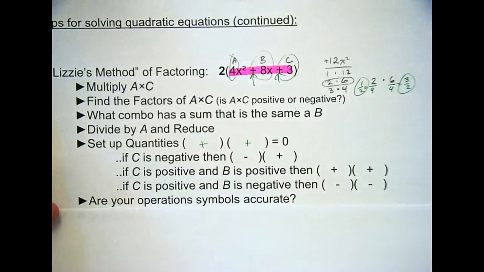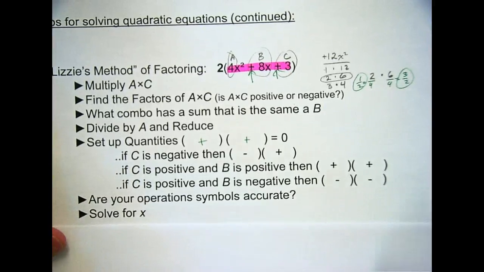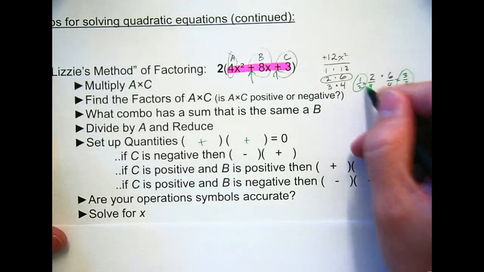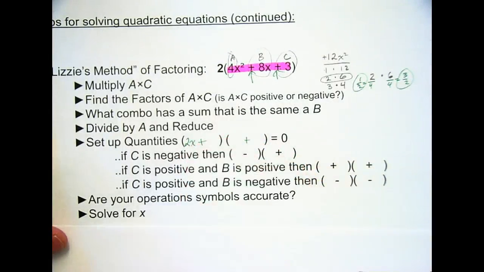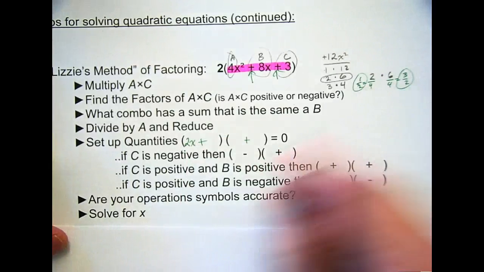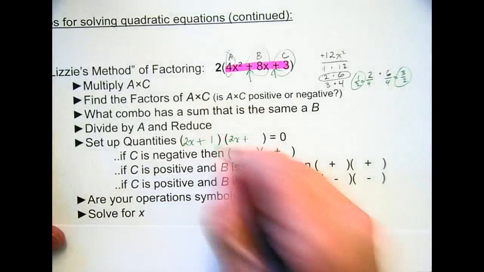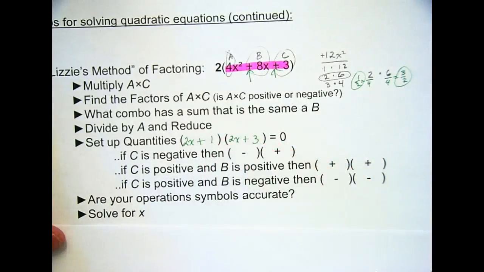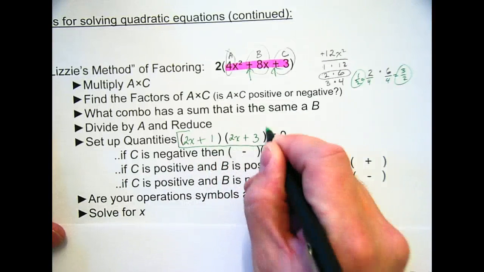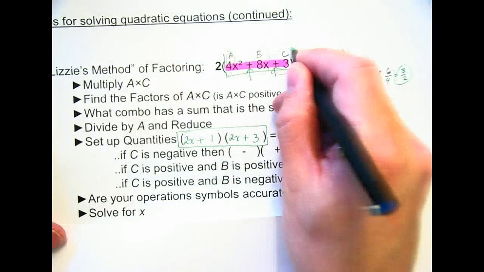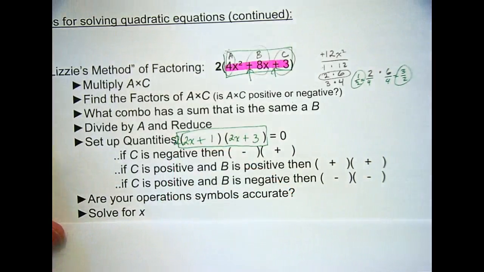Okay. So once we have that, we set up our quantities. Are our symbols accurate? And we solve for x. Well, in this case, what I'm doing is I'm putting the denominator out here, 2x, and 2x. And my numerator goes right there and there. I've now factored that. This is the factored form of this quadratic. Now, note the 2 here. This 2 would actually be hanging out here if we were to continue it.